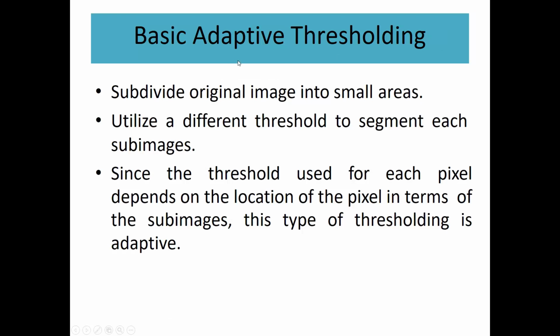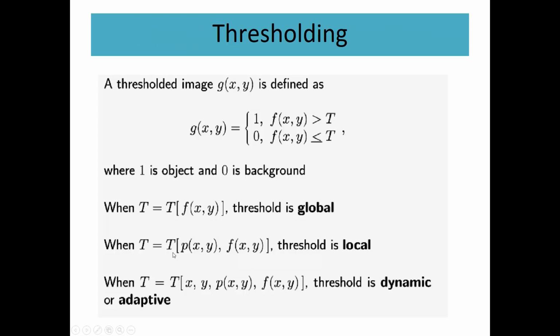So in the case of adaptive thresholding, subdivide the original image into smaller areas and utilize a different threshold to segment each sub-image. Since the threshold used for each pixel depends upon the location of the pixel in terms of the sub-images, this type of thresholding is adaptive thresholding.